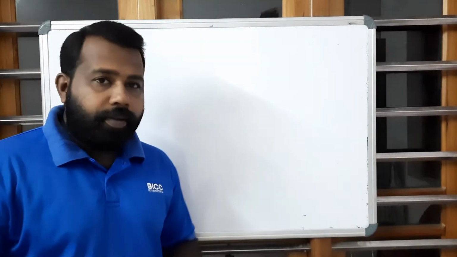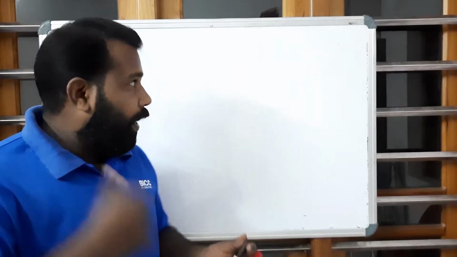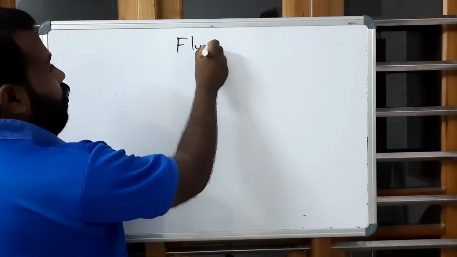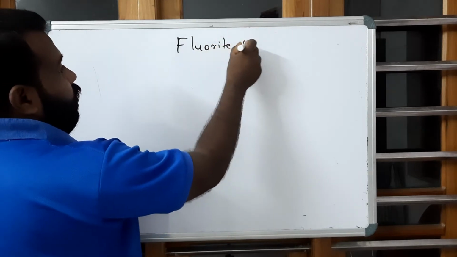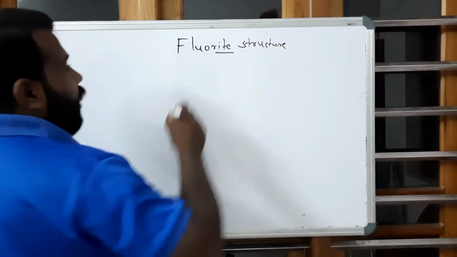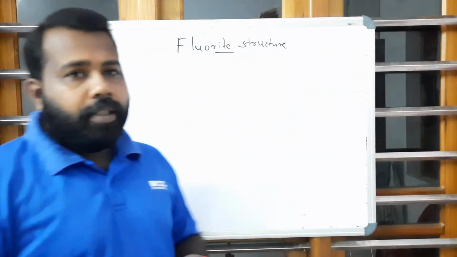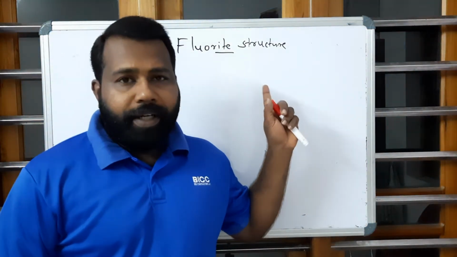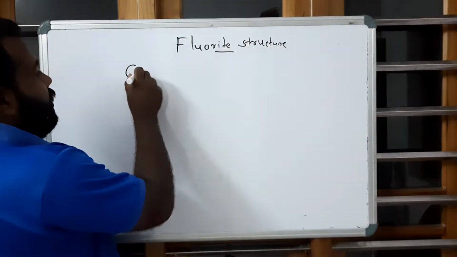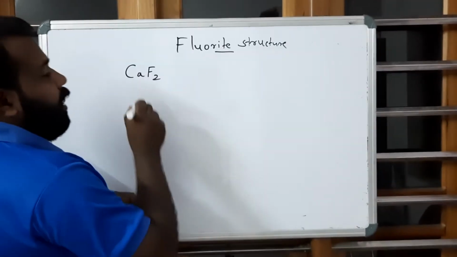Next structure, fluorite structure. Let's see what it is. What is fluorite structure? Example, calcium fluoride, CaF2.